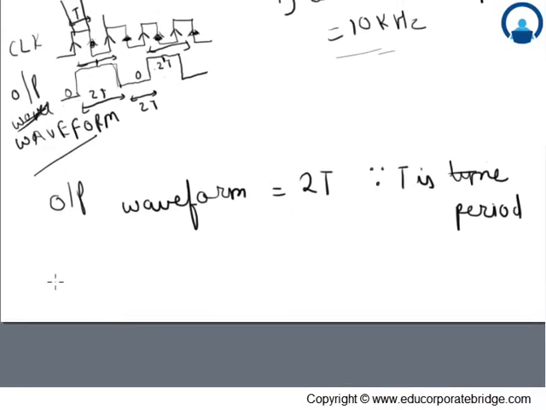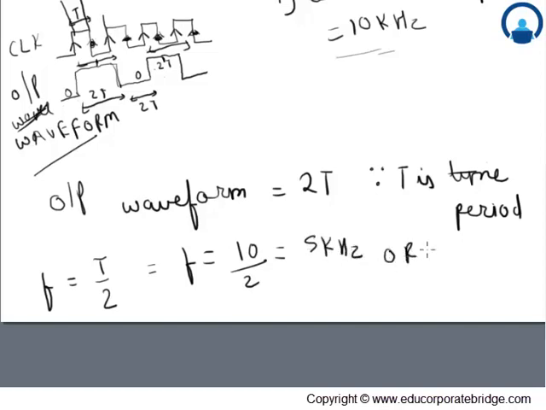So let's see, how to find the output frequency? So f will be f by 2, since the frequency is given as 10 kilohertz, so we write it down as 10 by 2. Therefore the output frequency is equal to 5 kilohertz, or we can also say output frequency is equal to f clock by 2. This is the output frequency.